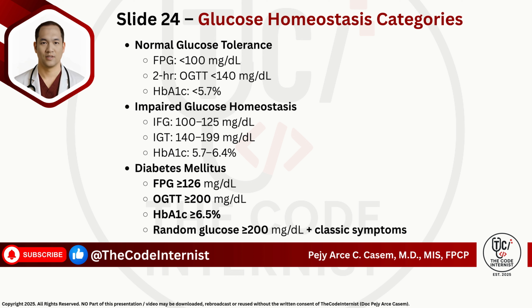Blood sugar control is grouped into 3 categories: normal, impaired, and diabetic. We use 3 main tests to measure it: fasting plasma glucose, oral glucose tolerance test, and HbA1c. If your values are below the cutoff, you're considered normal. If you're in the middle range, that's called prediabetes, which means you're at risk. Once your blood sugar is consistently elevated above the thresholds, you're considered diabetic.